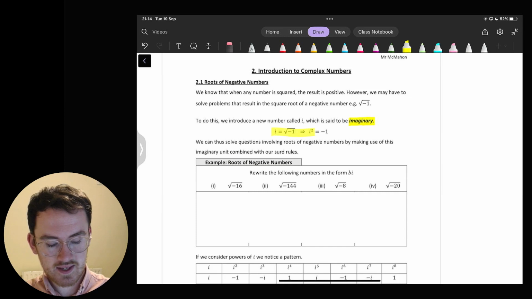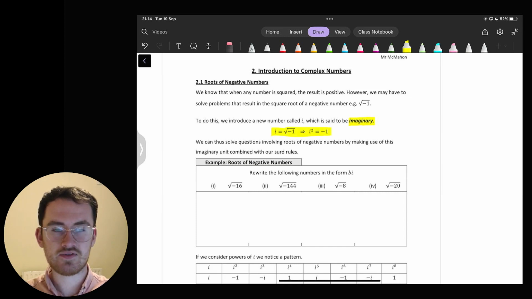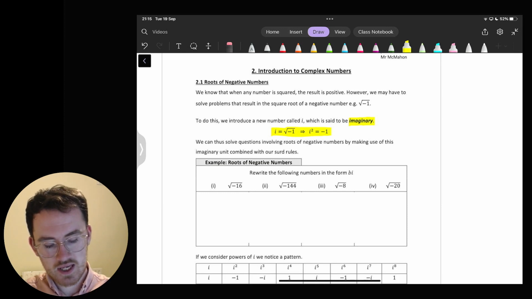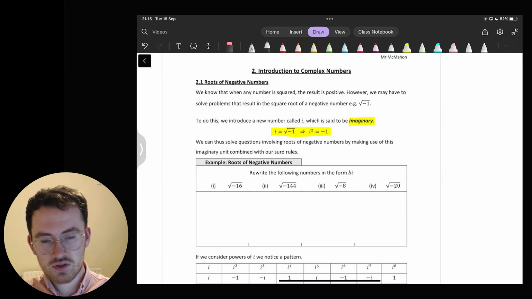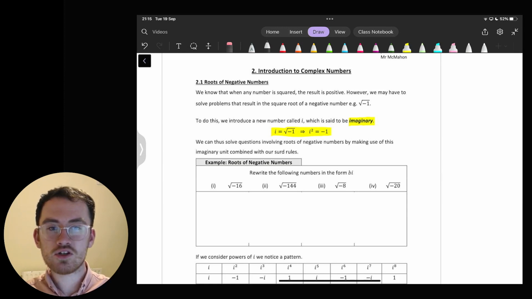And this is the key part for this chapter. So i is the square root of -1, and i squared is equal to -1. That's the key crux of these parts. What we can do is use that when we're finding the square roots of different negative numbers. So if we were doing the square root of -16, we could compute the square root of 16 and add in an i part to represent that minus part.